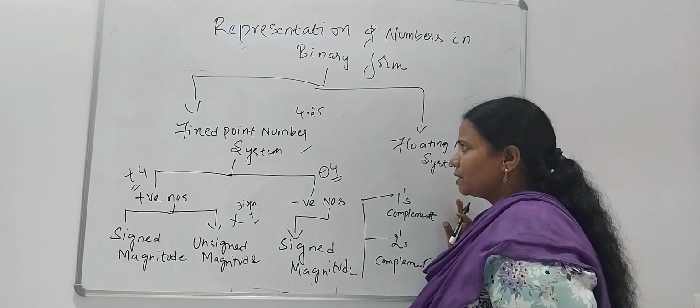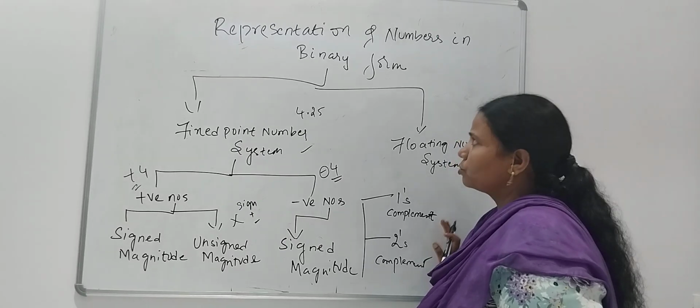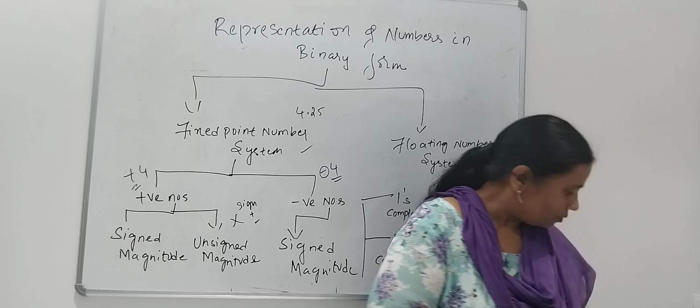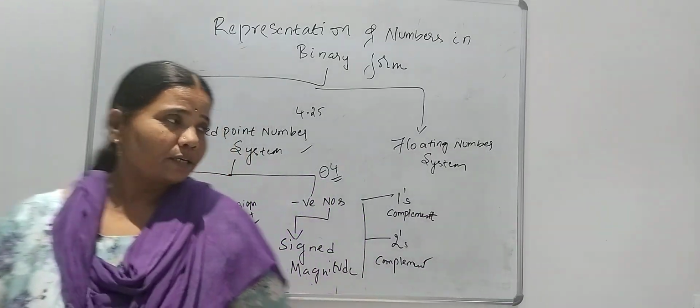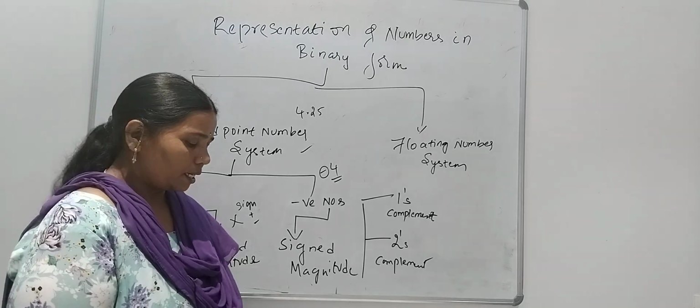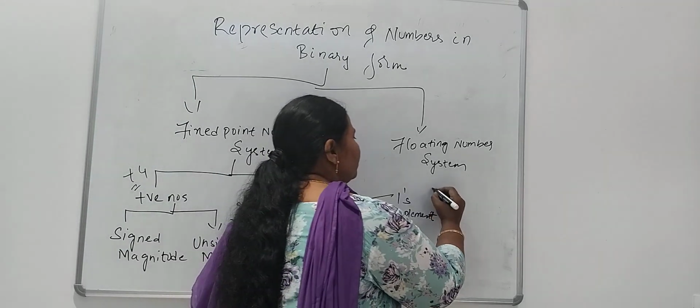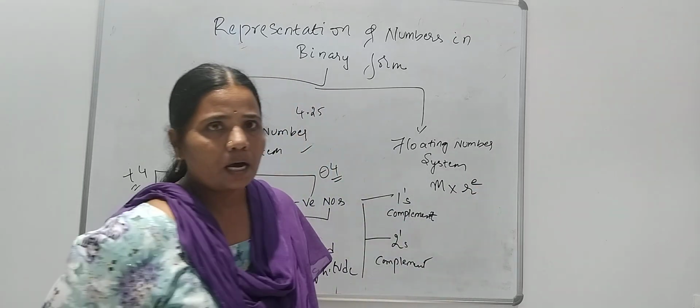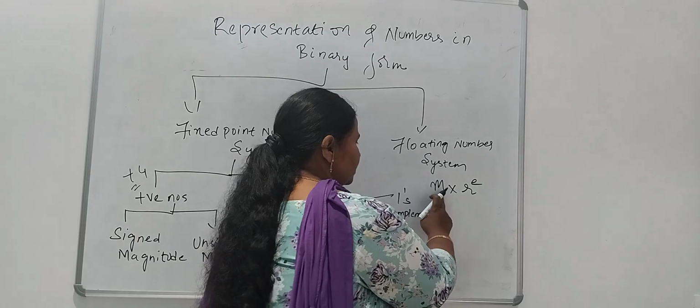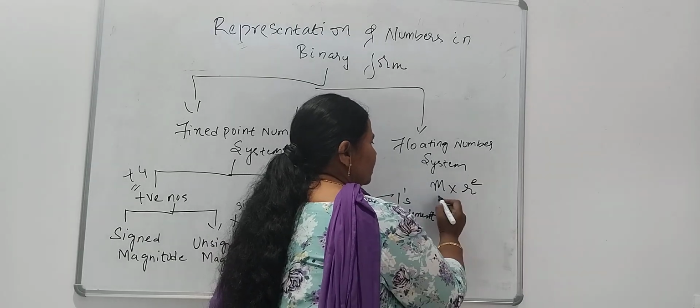One is nothing but 1's complement, next one is nothing but 2's complement. Now we will see how we are going to represent these numbers in the signed magnitude representation and unsigned magnitude representation. So whenever we take a number in the form of m into r to the power of e, where m is a mantissa, r is a radix, and e is an exponent.